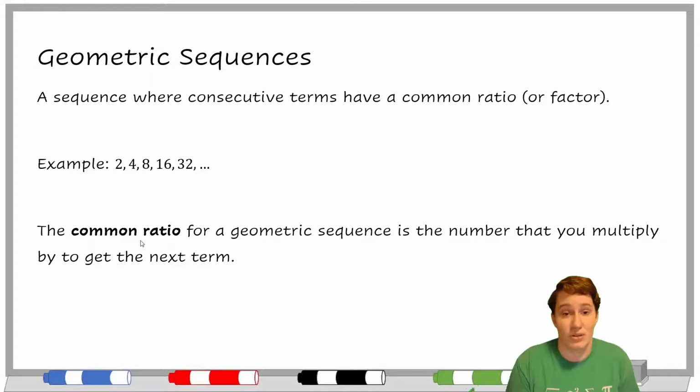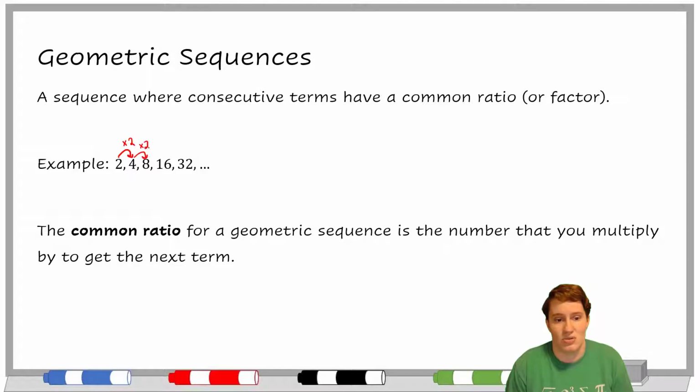Here's a relatively simple example: 2, 4, 8, 16, 32. In this example, to get each of the next terms, we are multiplying by 2. Not adding 2, we're multiplying by 2. So we'd have to times 2, times 2, times 2. One of the things with this is that we can get to really big numbers really quickly, depending on what our starting term is and what we're multiplying by each time.